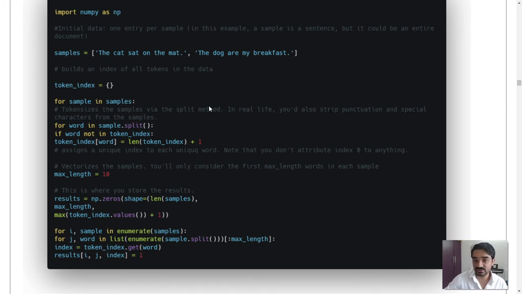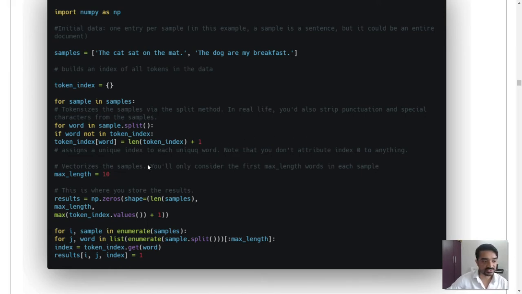One key can only be associated with one value in a dictionary, right? So that is what we are actually using. It assigns a unique index to each of the unique words. Note that you don't attribute index 0 to anything. We don't do that, right? 0 is generally used for unknown, or sometimes for starting off your system also.